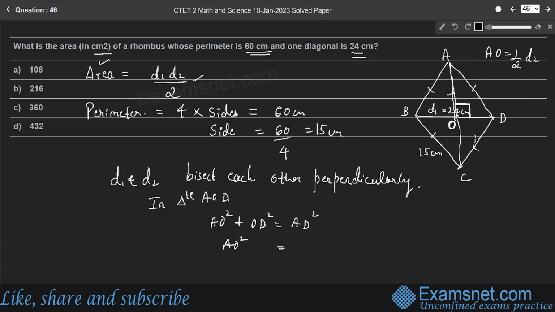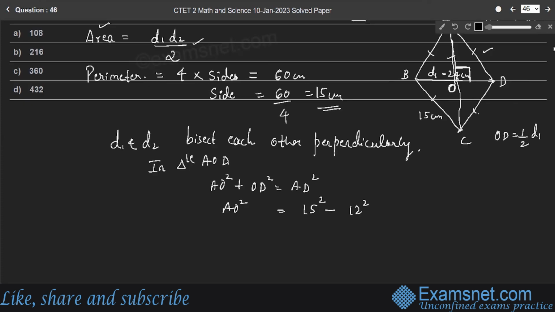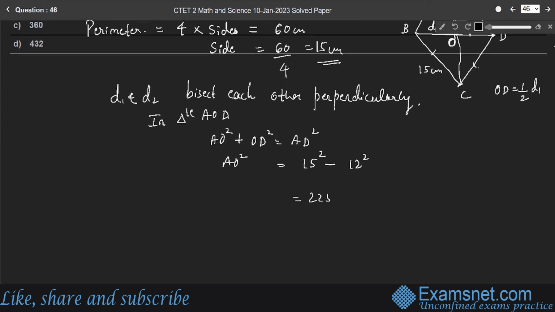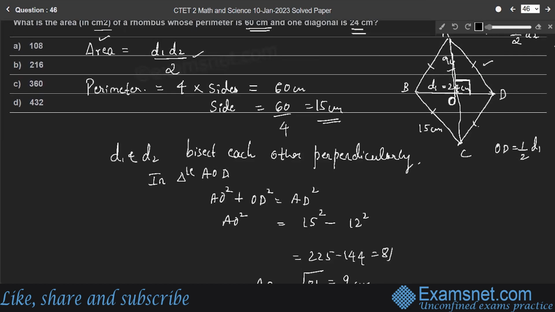AD is one of the sides, each side measures 15 centimeter. Therefore, 15 square minus OD square. OD is half of the first diagonal, right? So we'll mention it. OD is half of D1. So half of D1 is 12, right? 12 square. Therefore, it is 225 minus 144, which is equal to 81. Therefore, value of AO is square root of 81, which is 9 centimeter. Right? So, AO is 9 centimeter.